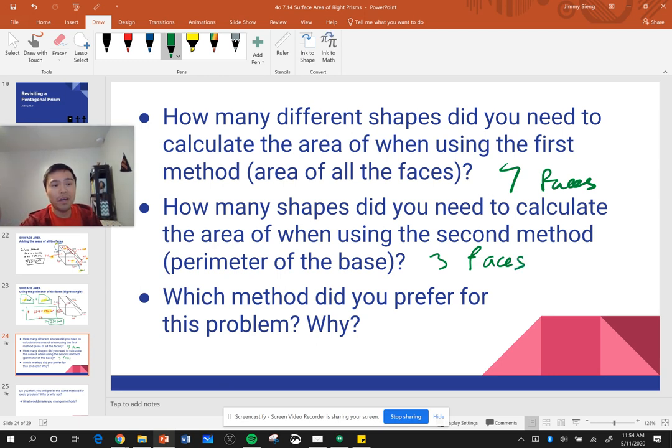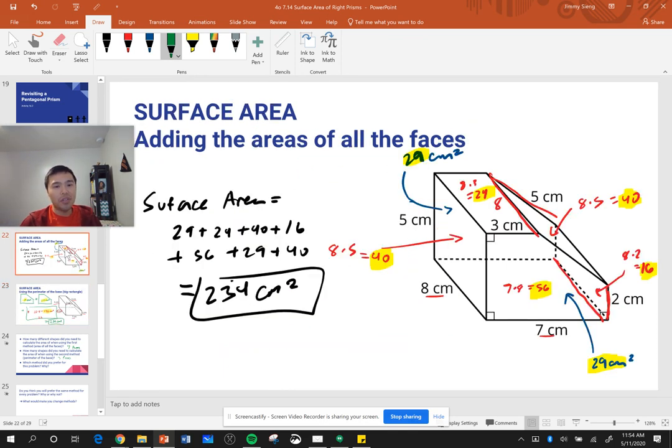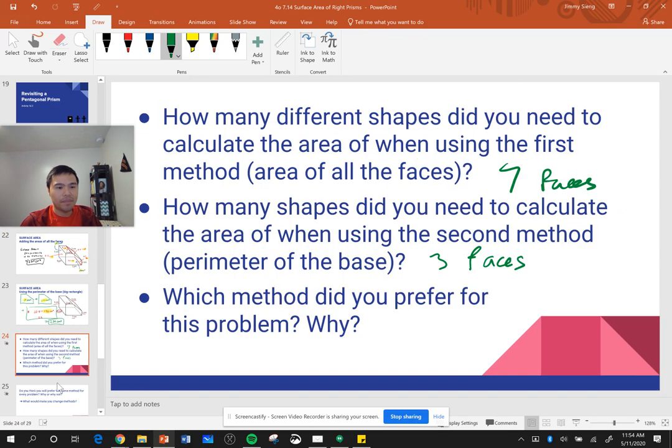So which problem do you prefer? I don't know about you, but I prefer this way. This way was so much easier where you just kind of laid it all out. You got the front and you got the back, and then just add them all up. This one took a little bit longer, but that one's okay too, right?